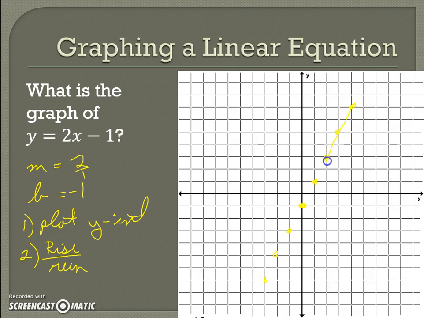So when you graph it, you get something that looks like this. Now I'm using an electronic thing for this, but I would encourage you to use a straight edge just to make sure that your lines are nice and straight. So that's really straightforward. Plot the y-intercept, use slope from there.